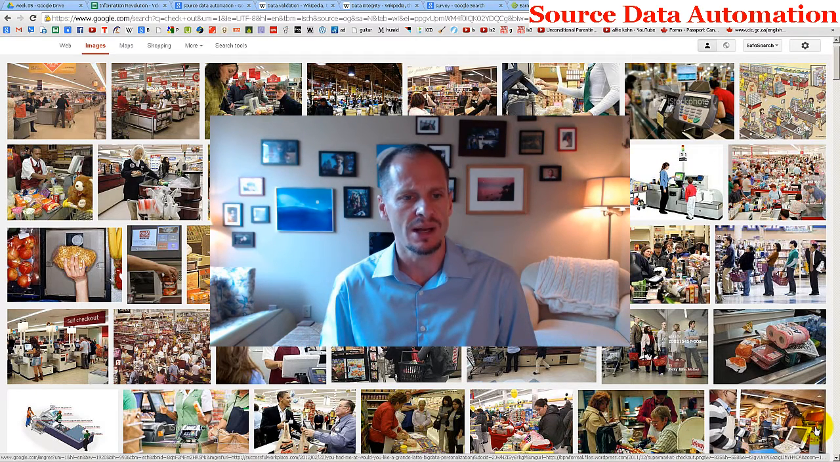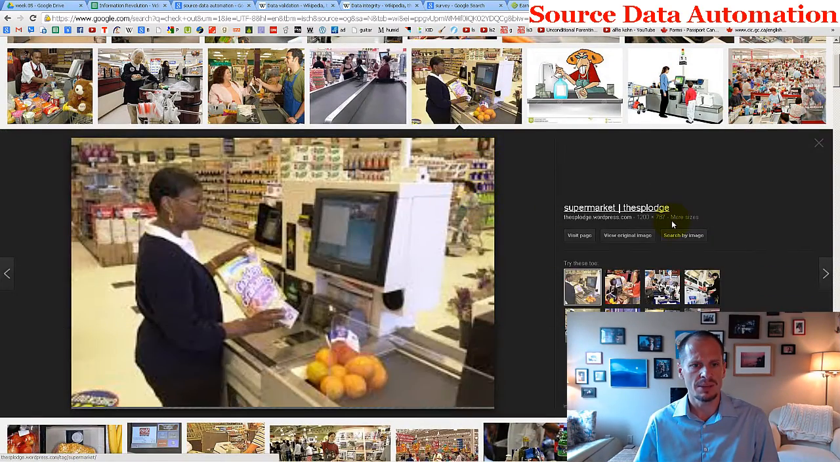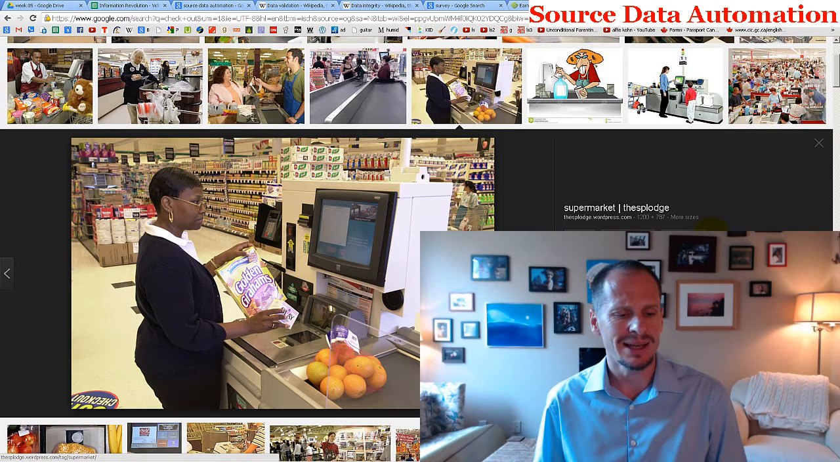Well, one of the best ways you can know about it is just to think of what's going on at the grocery store. Here's a nice picture of somebody at the grocery store, and they are scanning their items. Maybe it's a self-checkout aisle. And think about how this process used to work back in the day.